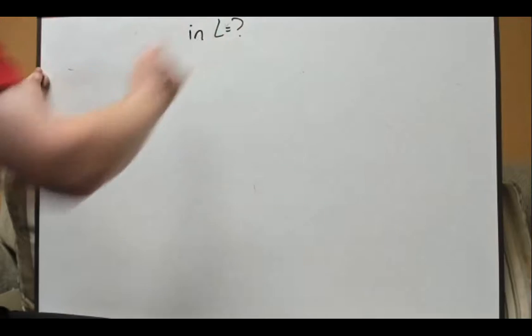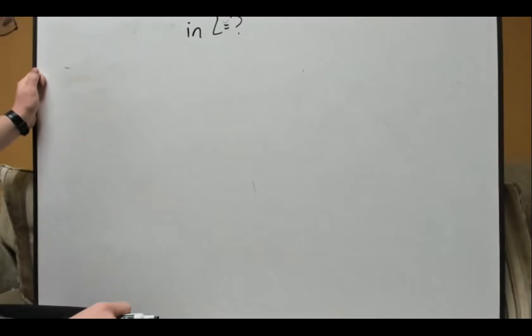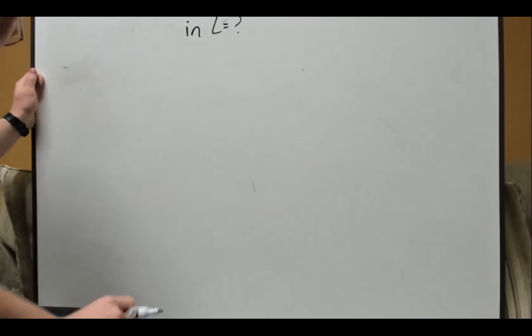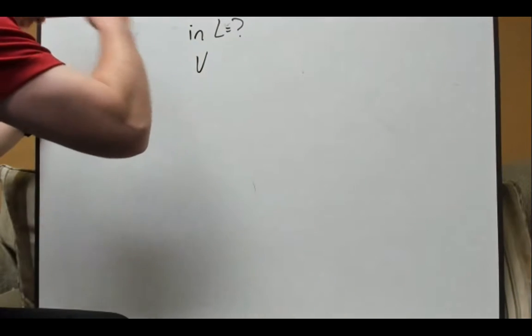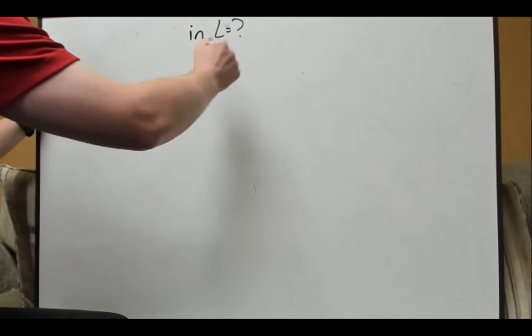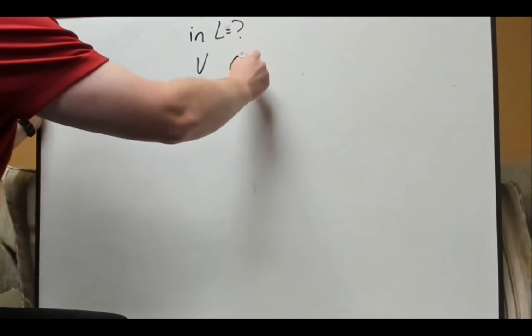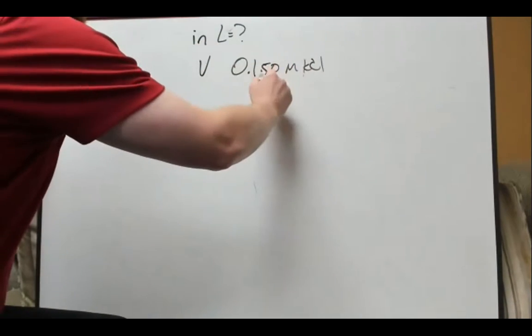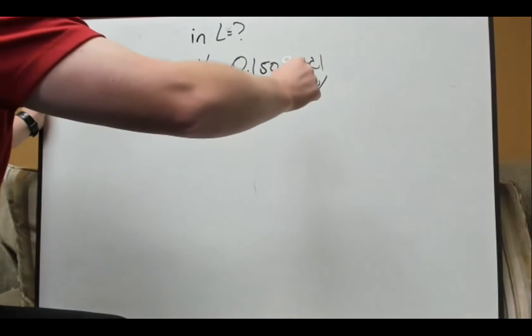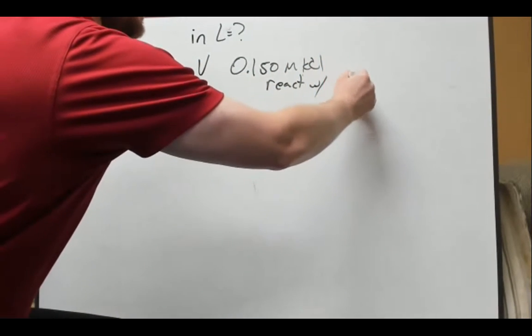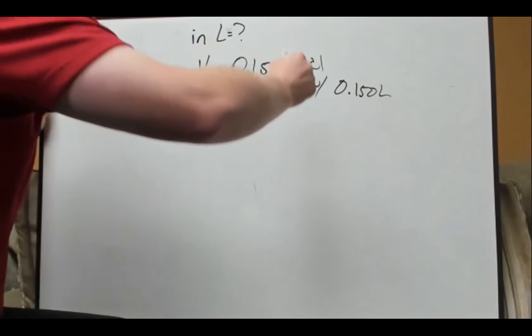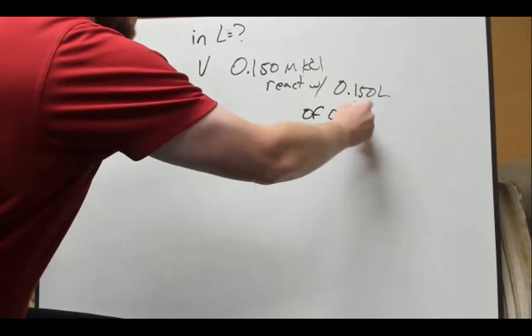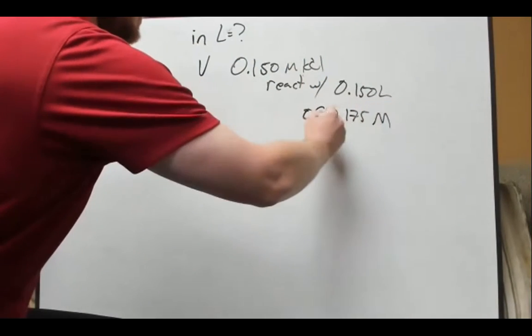Let's go ahead and do another question. I want to know, in liters, so we're looking for something that's volume, the volume of 0.1 molar potassium chloride that we're going to react with 0.150 liters of 0.175 molar lead nitrate.